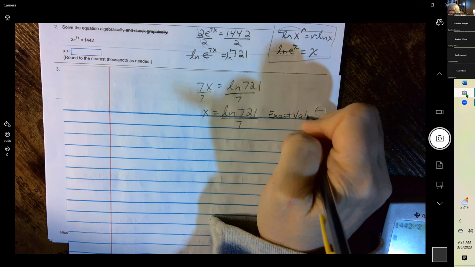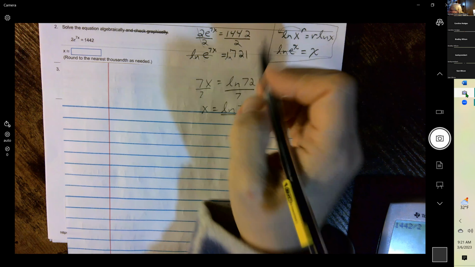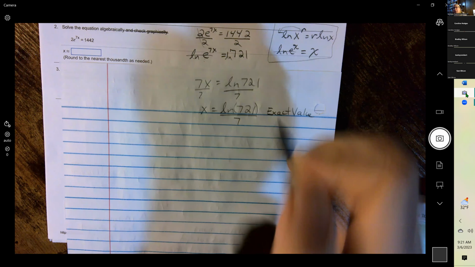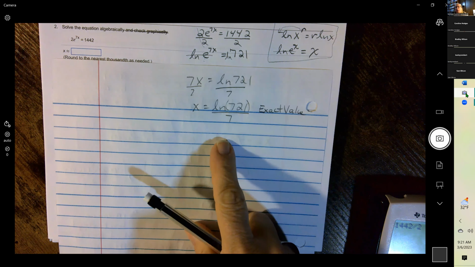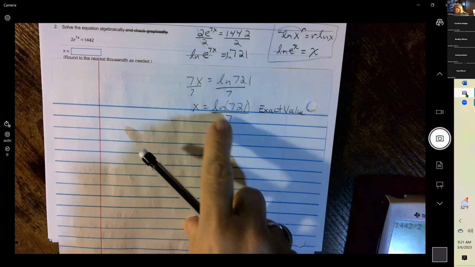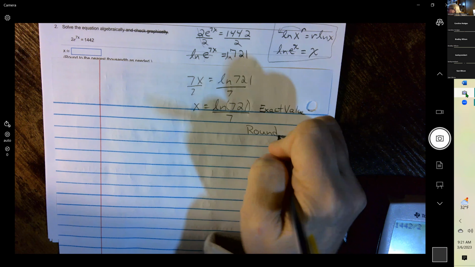A lot of times I'll ask for the exact value and then the decimal so that I know you're solving it. So this would be the exact value, and then plugging that into your calculator. I don't know what I did on the test, but let's round to the 100th.